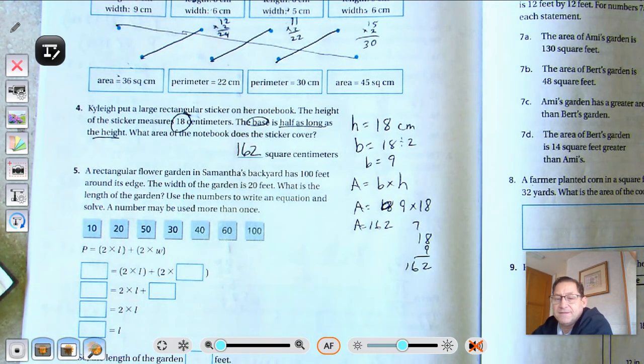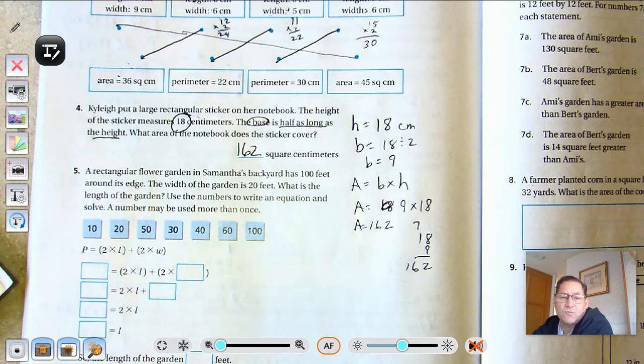All right, number 5. A rectangular garden in Samantha's backyard has 100 feet around its edge. The width of the garden is 20 feet. What is the length of the garden? Use the numbers to write an equation and solve. A number may be used more than once.